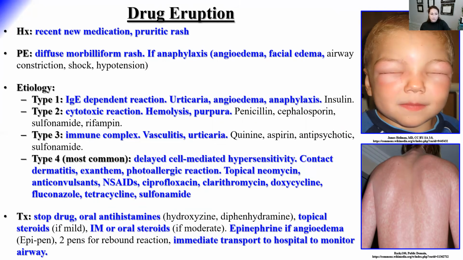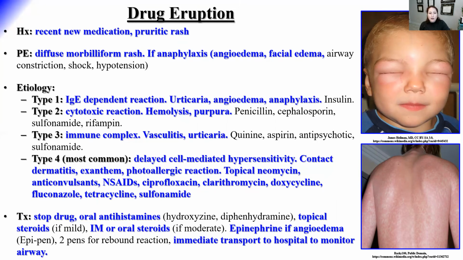We have 4 types of drug eruptions. Type 1 is going to be IgE dependent. This includes urticaria, angioedema, and anaphylaxis. Insulin would be one of the more common in that group. Type 2 is a cytotoxic reaction.